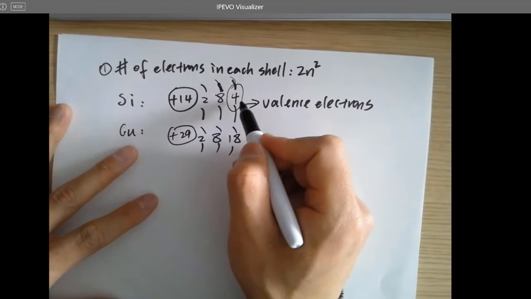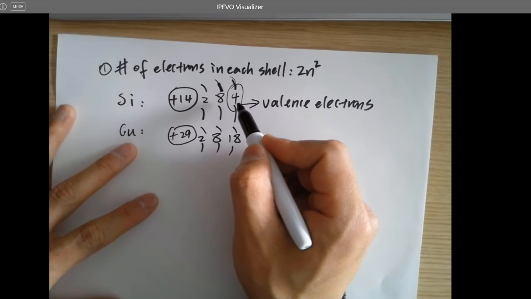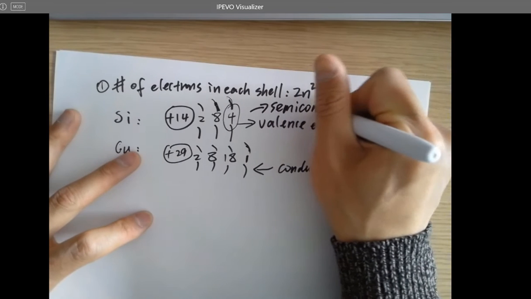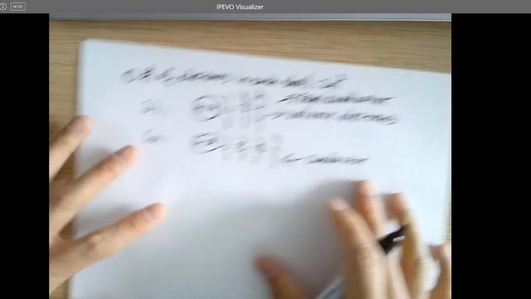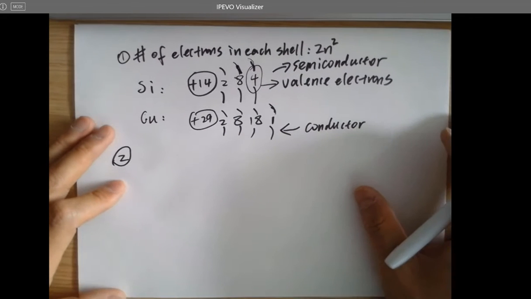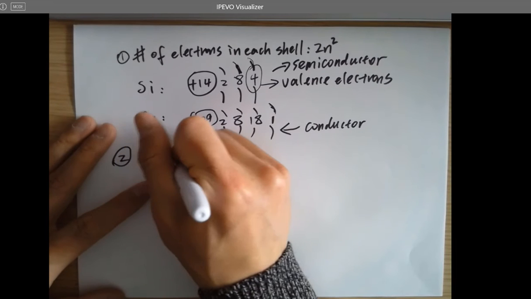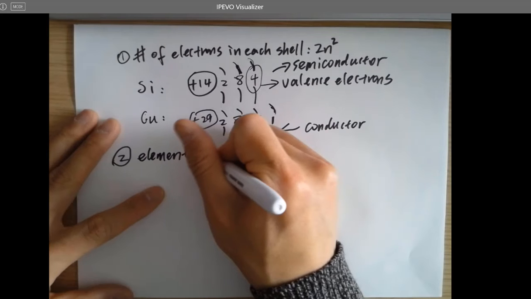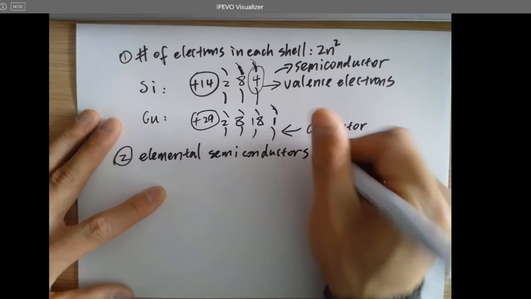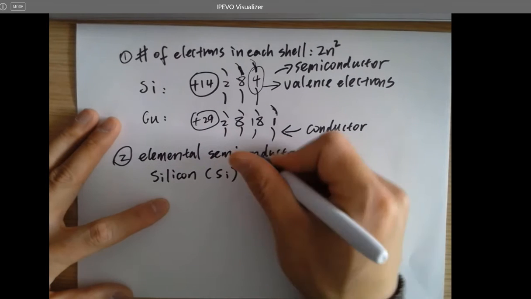And this has 4. It's not that easy to lose all the 4 electrons, so it's not really conductive. So it's called a semiconductor. And there are two main types of semiconductors. The first type is called elemental semiconductors, for example, silicon or germanium.